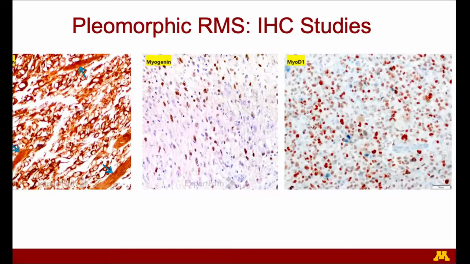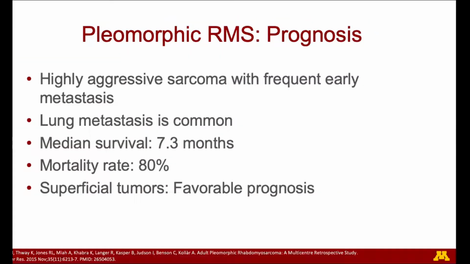The tumor cells of pleomorphic rhabdomyosarcoma display diffuse, strong cytoplasmic expression of desmin. The intervening normal skeletal muscle fibers are also positive, which you can see on the left panel. Myogenin and MyoD1 immunostains are usually strong, but they are patchy or focal.